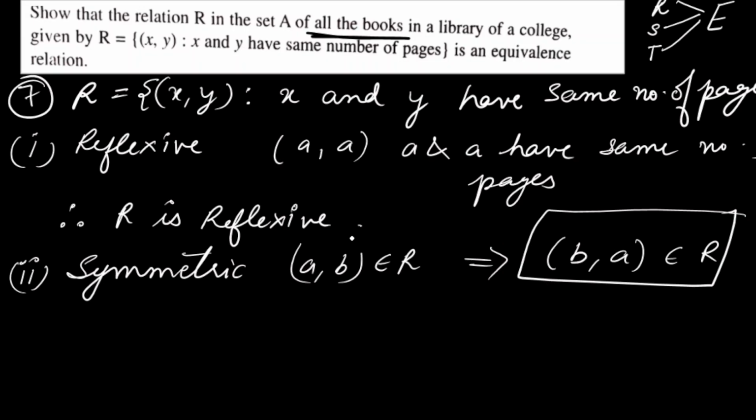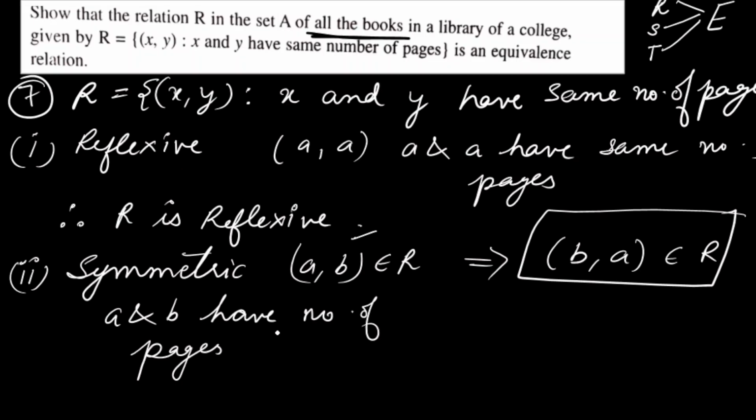So A comma B is present in the relation. Suppose A is maths book and B is English book. So if this ordered pair exists in this relation, that means A and B have the same number of pages. So from the first ordered pair, we can conclude this thing.